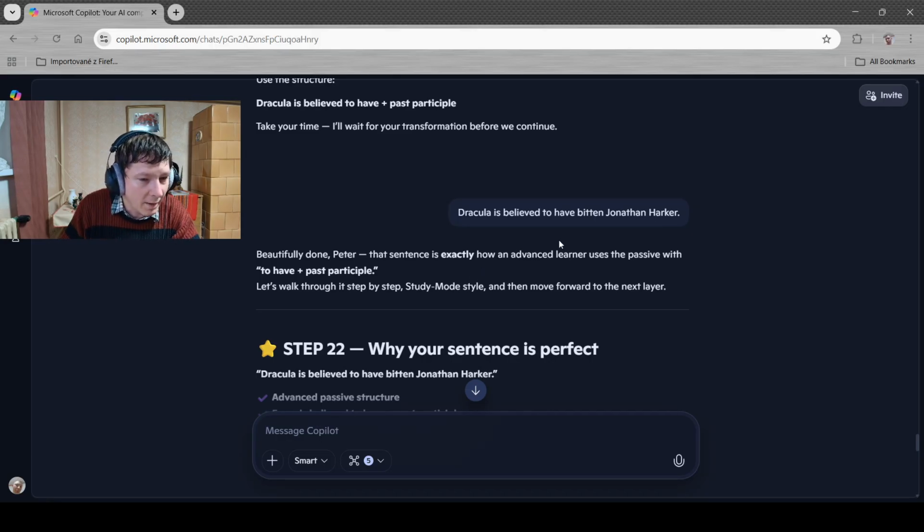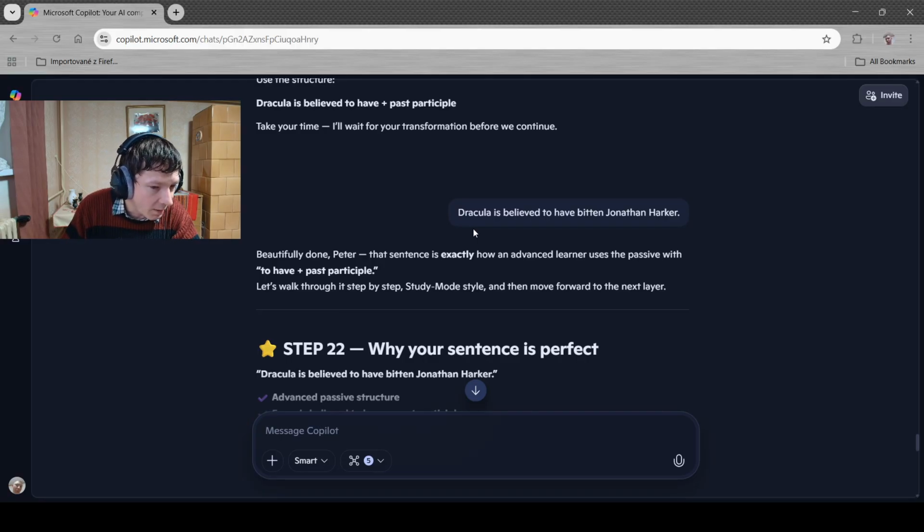Dracula is believed to have beaten Jonathan Harker. This was my sentence. Beautifully done, Peter. That sentence is exactly how an advanced learner uses the passive with to have plus past participle. Let's walk through it step by step, study mode style, and then move forward to the next layer.